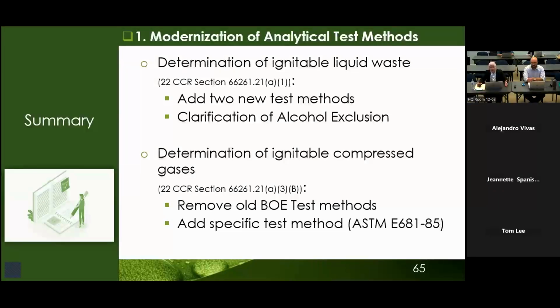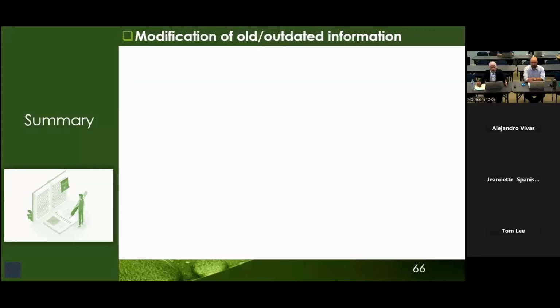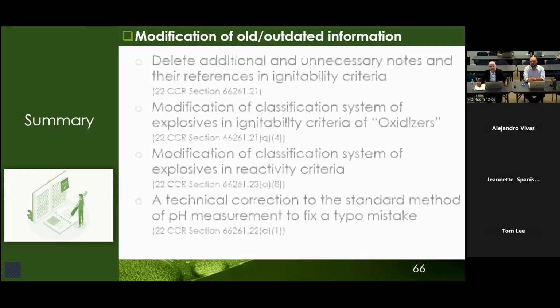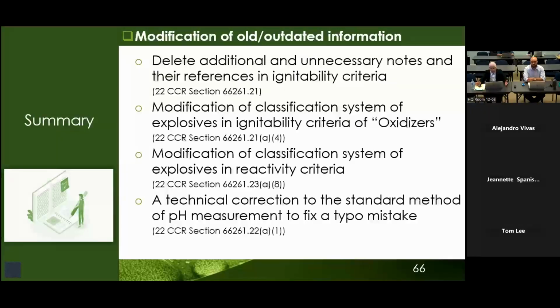We are also planning to remove old BOE test methods and add a specific test method known as ASTM E681-85. Furthermore, we are looking to modify the outdated information such as deletion of additional notes, updating classification system of explosives under both the ignitability and reactivity criteria. And finally, we are making a small but important technical correction, ensuring the pH measurement method correctly includes the C suffix, which is missing from the reference standard test method in the existing corrosivity criteria in California existing regulations.